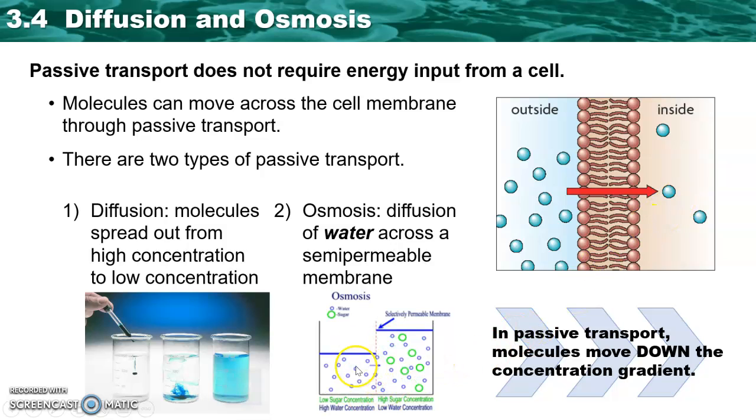So what you see here, the blue dots are water, the green dots are some kind of solute like sugar that can't pass through a membrane. So the water moves from the left side to the right side, going from where there's initially more water to where there's less water, and that is osmosis. Remember that in passive transport, we always have molecules moving down their concentration gradient.